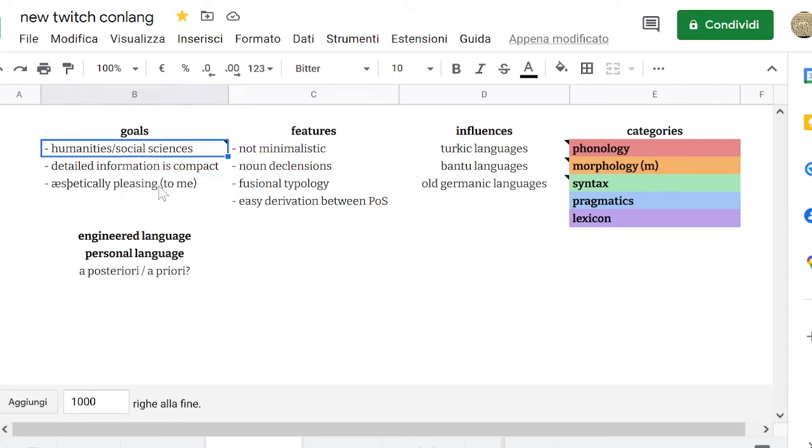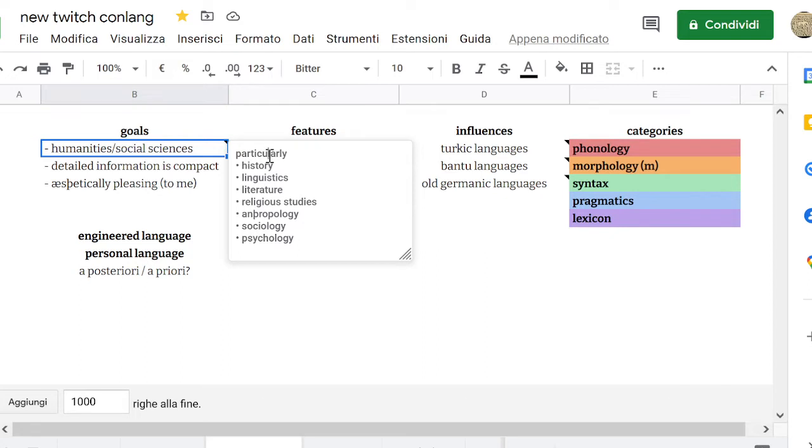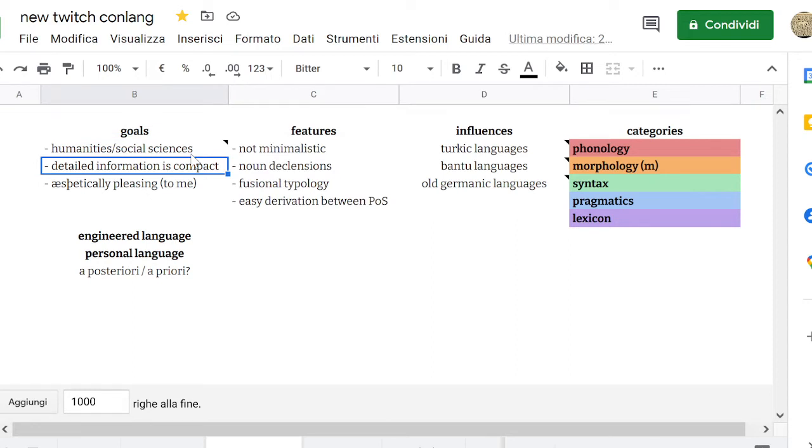So I'm having the goals come first, like other more concrete goals, or at least they are still kind of relative, but more like having something to work towards more easily than this more abstract goal. I mean, "detailed information is compact" is also very relative, and I'll talk more about that today probably, but it's still something I can actionably put into place, whereas aesthetically pleasing is just going to change over time with what I find aesthetically pleasing. But I'll still try to strive to make something that I generally like. So those were the goals, just as a reminder.